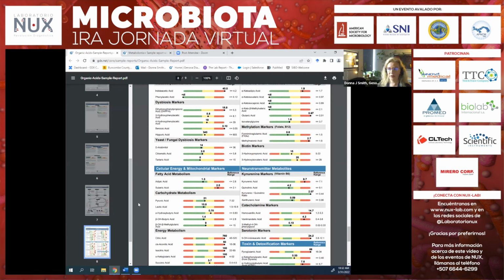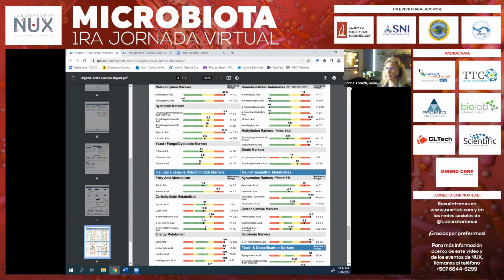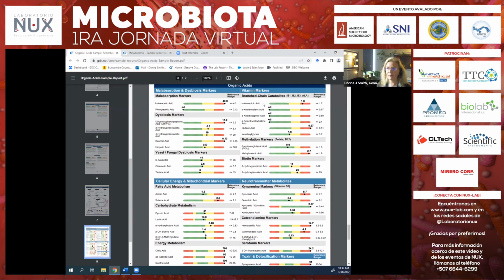Now, this group here at the lower section on the left are cellular energy and mitochondrial markers. So we talked about these on the previous page. These are from the citric acid cycle page. Then at the top on the right-hand side, we have a vitamin marker section. And this first group is where we're looking at our branched-chain catabolites. So these are from your branched-chain amino acids. And whenever there are elevations here, in general, they do indicate a need for the B vitamins that are listed here: your B1, B2, B3, alpha lipoic acid.